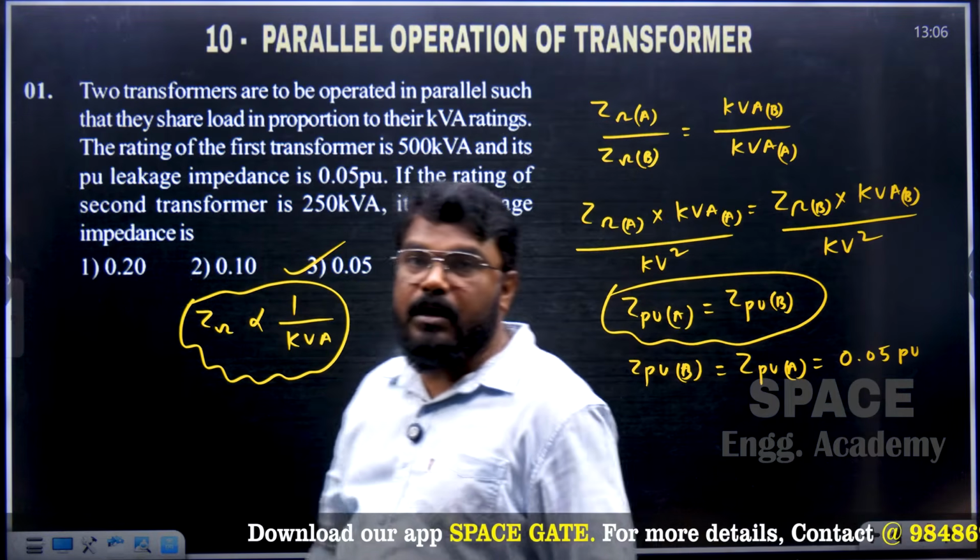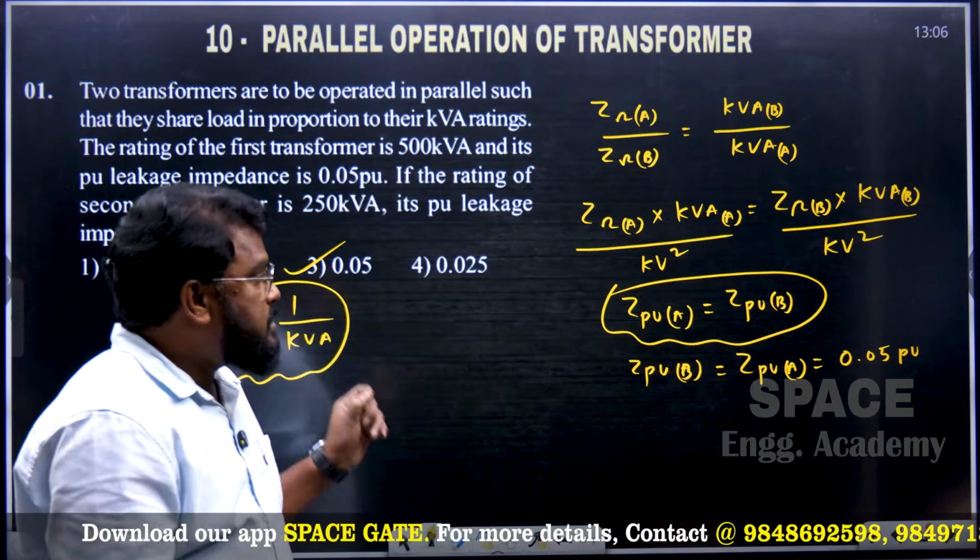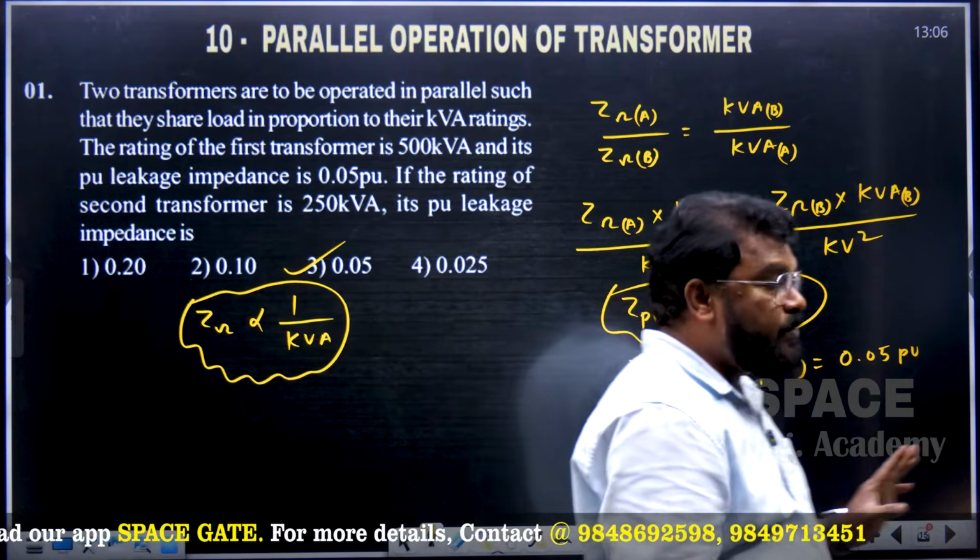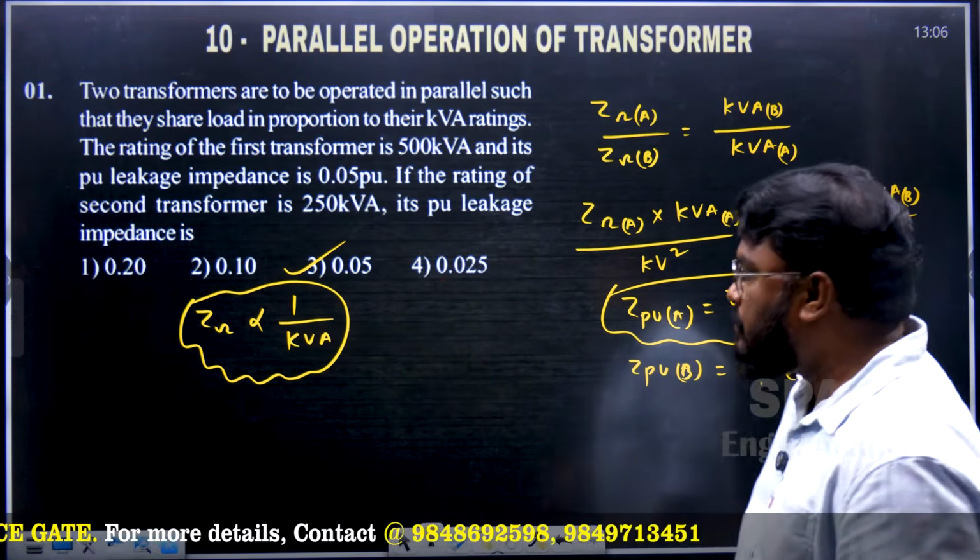The per unit impedance of transformer A is equal to the per unit impedance of transformer B. So the answer for this question is 0.05 per unit.